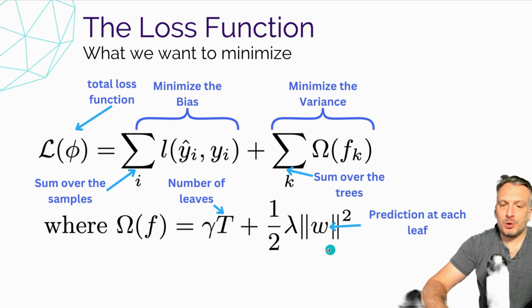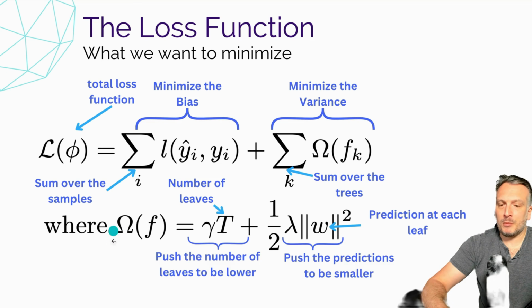We also have another regularization term where we want the prediction in each of the leaves to be a bit smaller. So this term omega is going to push the number of leaves to be lower and is going to push the predictions to be smaller. We don't want the prediction of each of the trees to be too big because we don't want to induce too much impact each time we are correcting with a new tree. This will help us minimize the overfitting. So the first term is meant to make sure that we are not underfitting, and the second term is meant to make sure that we are not overfitting.